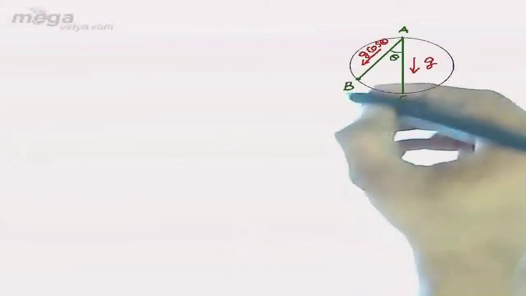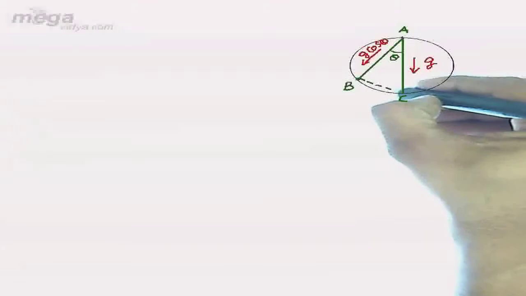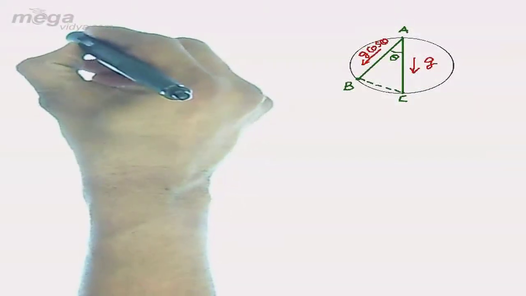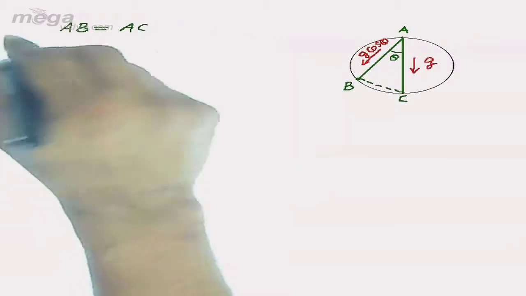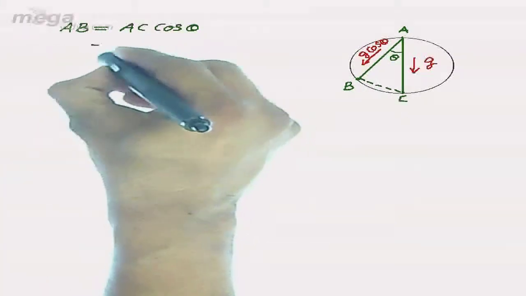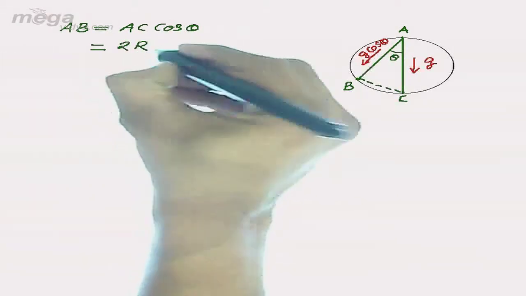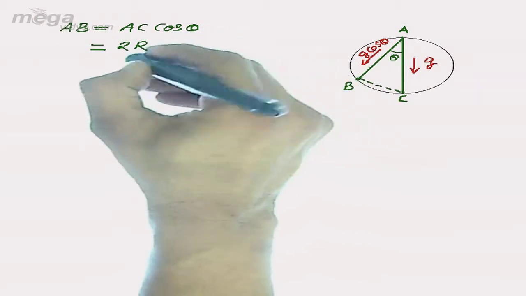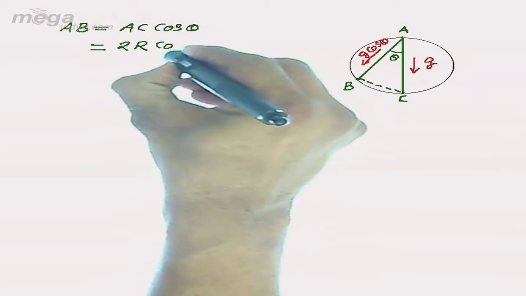Now if we connect this point with BC, then the AB length can be written as the AC length into cos of theta. Here AC is the diameter, which can be written as 2 times the radius of the circle. So AB length becomes 2r cos theta.